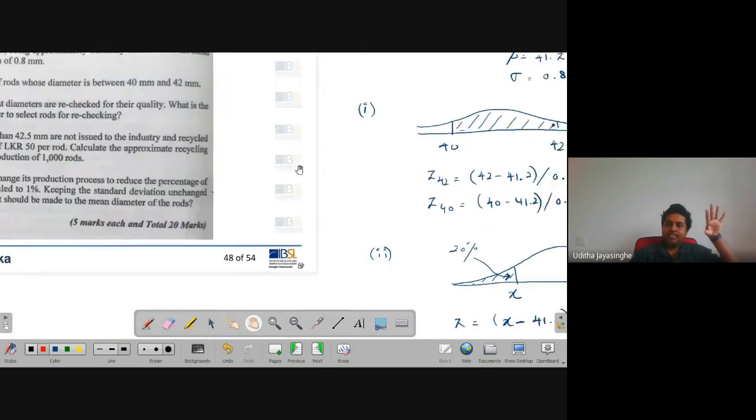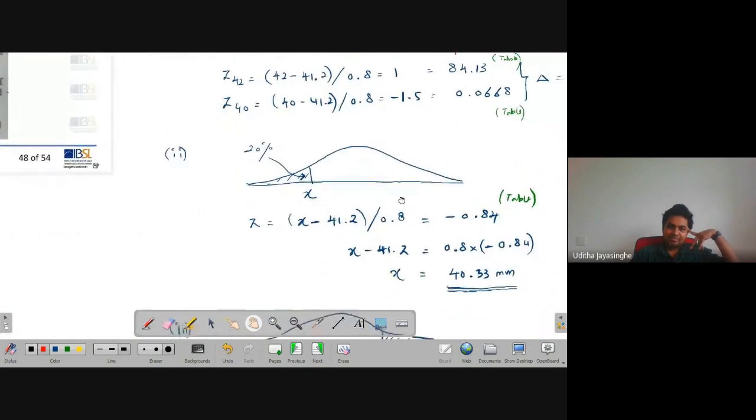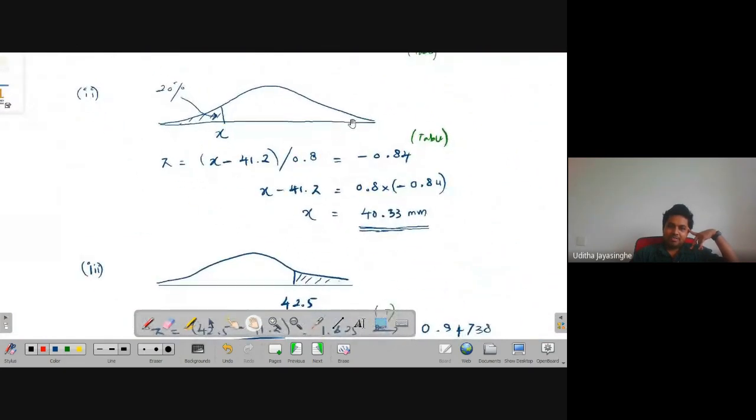All we know is simply to put things in a diagram. We put things in a diagram and this is what we can realize. So there has to be some diameter, say x, which we don't know the value of, but after that diameter, this area under the curve has to be 20%. I can calculate the Z value saying x minus 41.2, my average, divided by standard deviation of 0.8. But from the table, I can now reverse engineer.